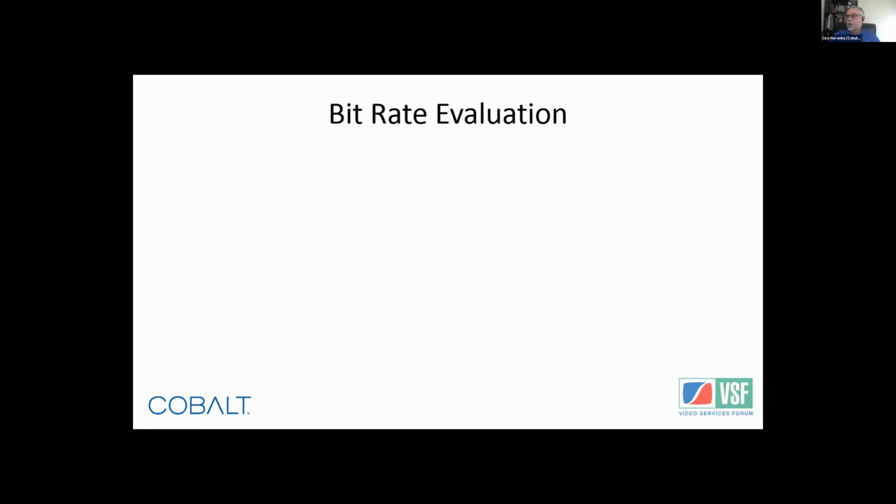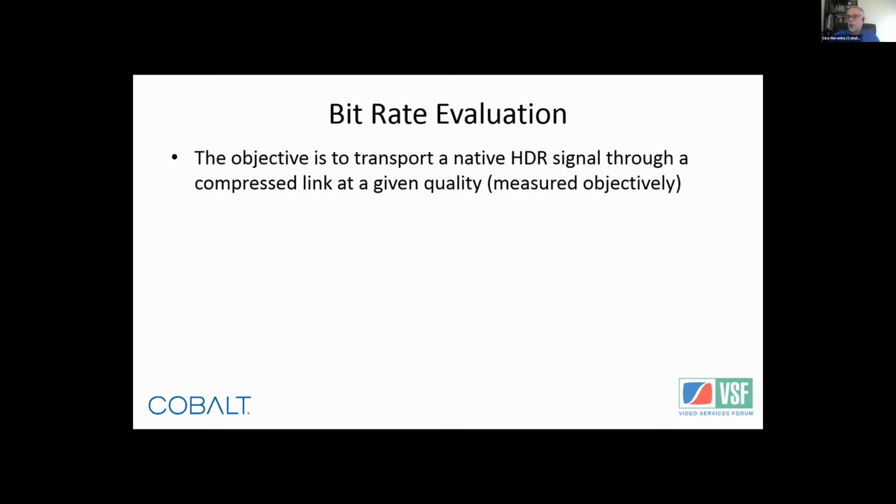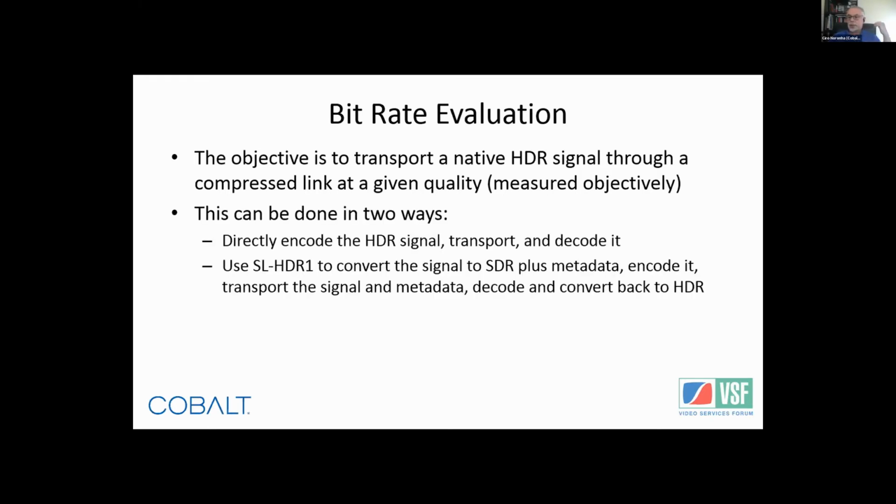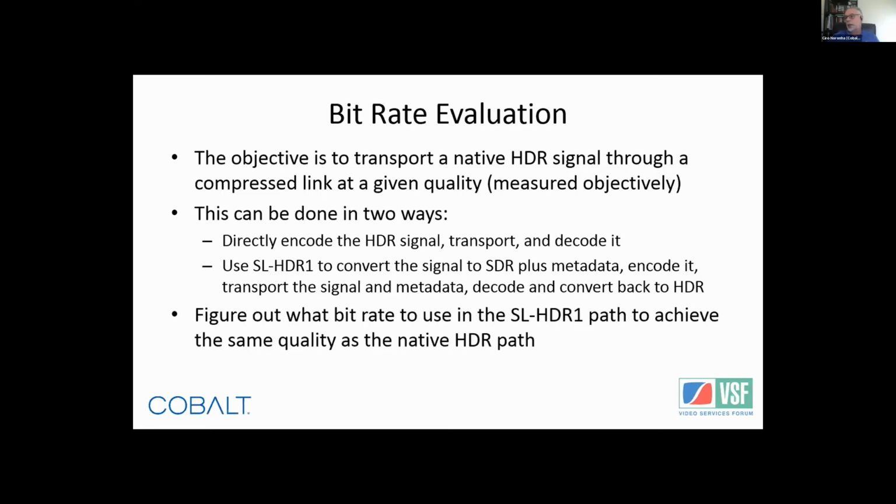So we get to the core of this talk, which is our objective is to transport the native HDR signal through a compressed link at a given quality, which is measured objectively. This can be done in 2 ways. You can directly encode the HDR signal. You obviously need to use 10 bits for the encoder and decoder, and then you just decode it. Or you can use SL-HDR1 to convert the signal to SDR plus metadata, encode it, transport the signal and the metadata, decode and convert back to HDR. So in both cases, you're coming in with HDR, you're coming out with HDR.